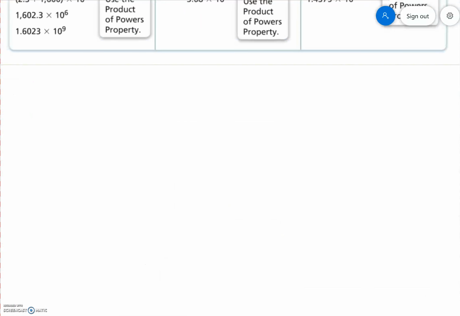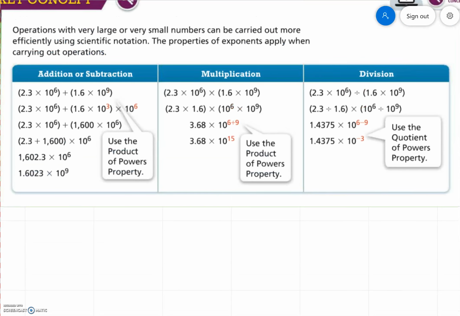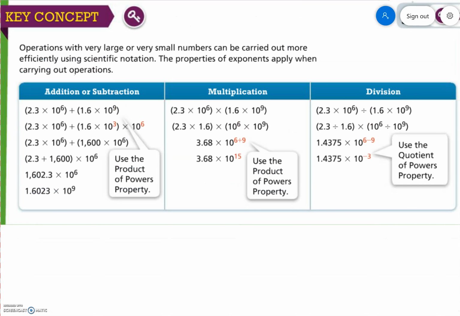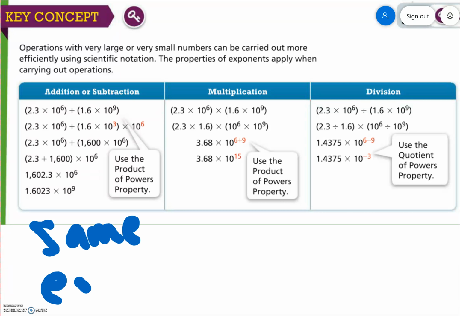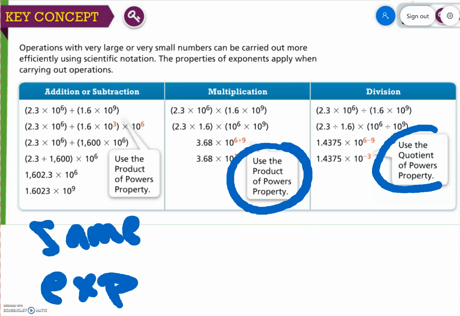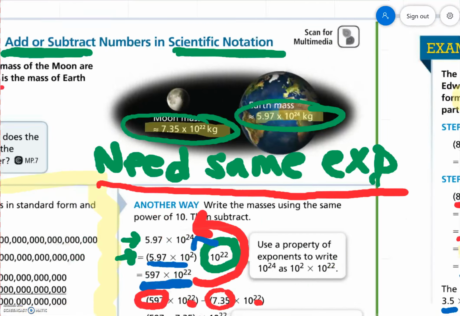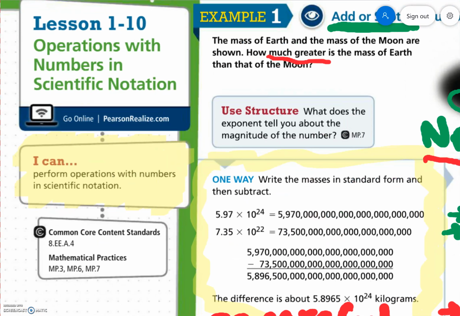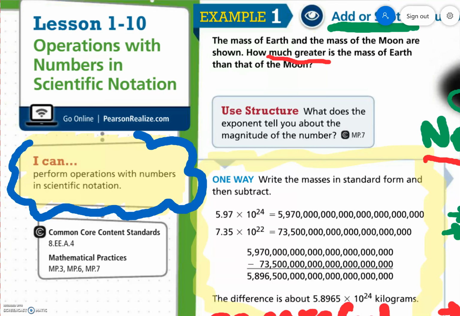So on the next page, you need to read the properties and show what you do. Remember addition or subtraction, you need the same exponent. In multiplication or division, you need to use the properties we learned earlier. I hope you can say now that you can perform operations with numbers in scientific notation.